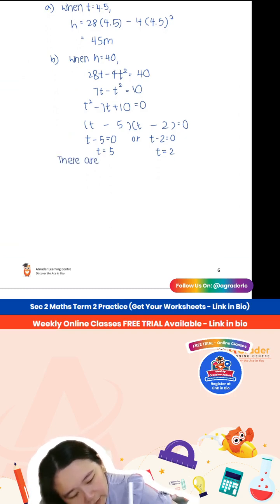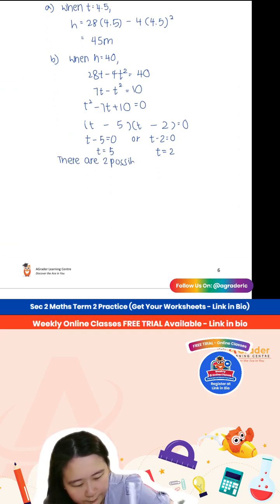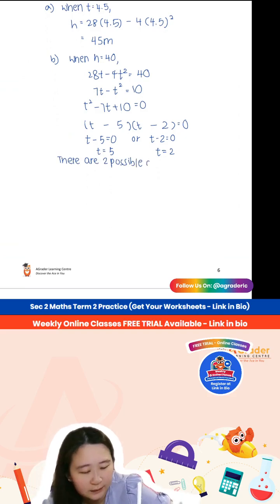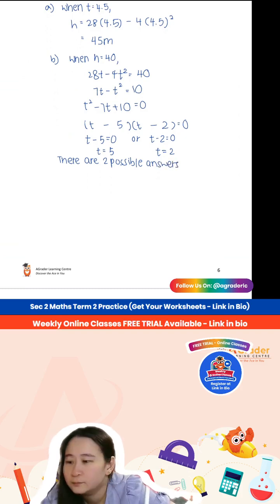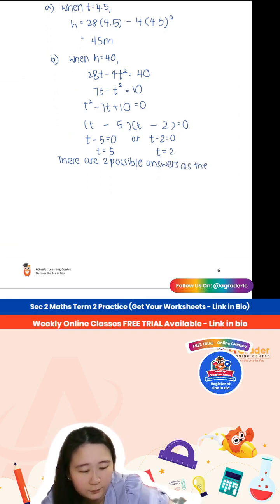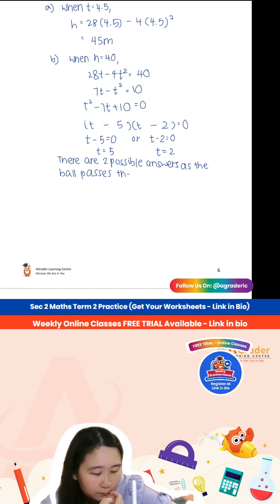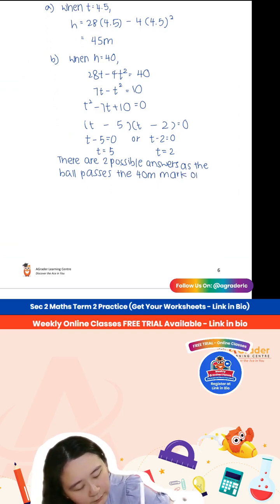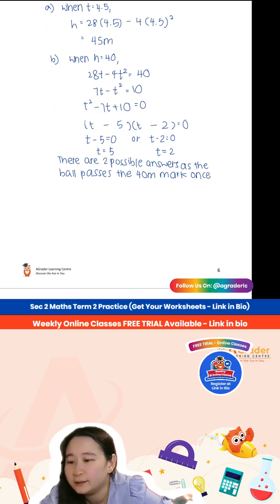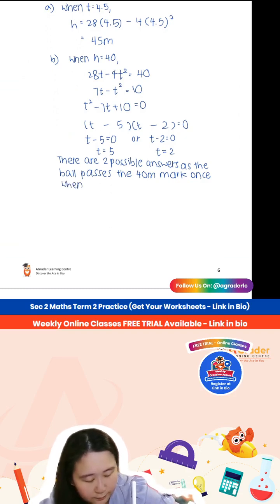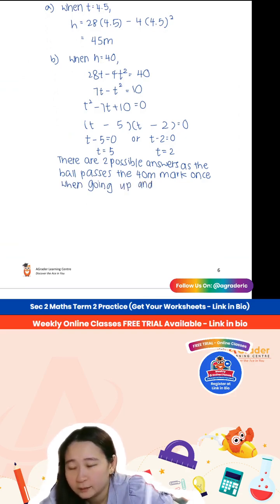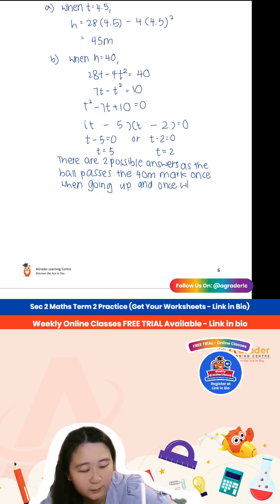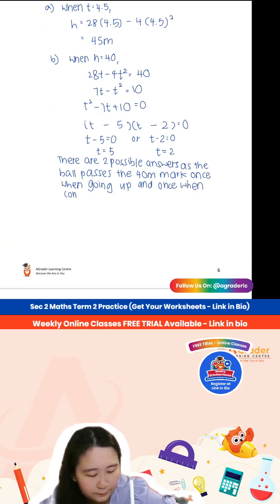So there are 2 possible answers as the ball passes the 40-meter mark once when the ball is going up, and one more time when coming down.